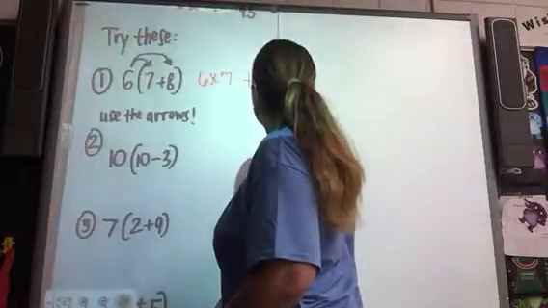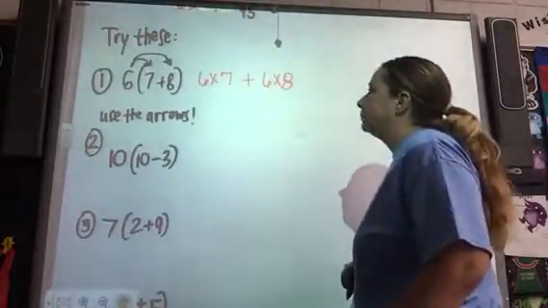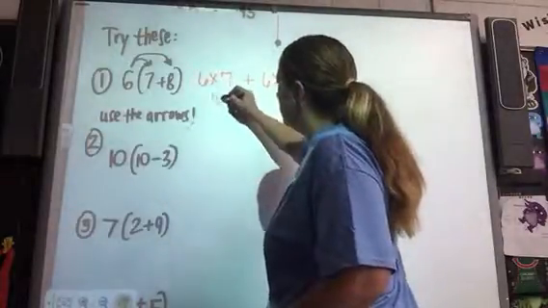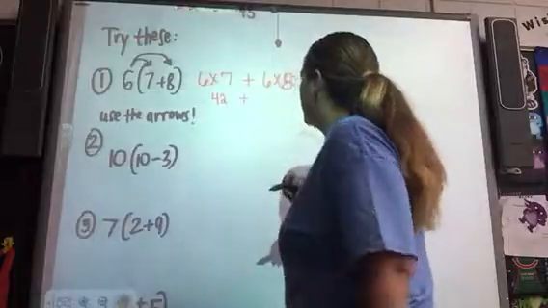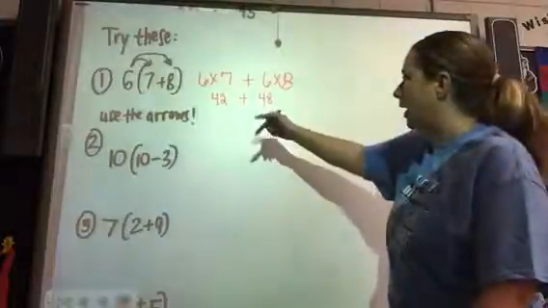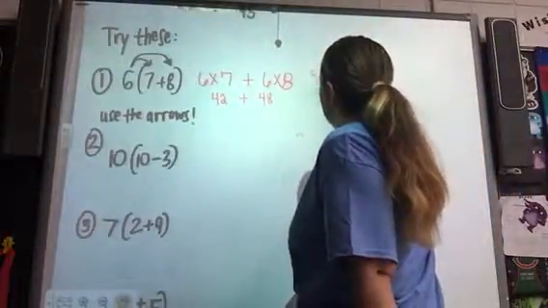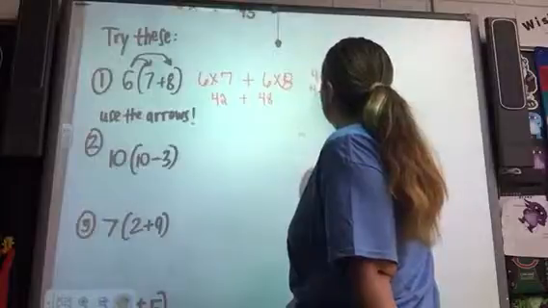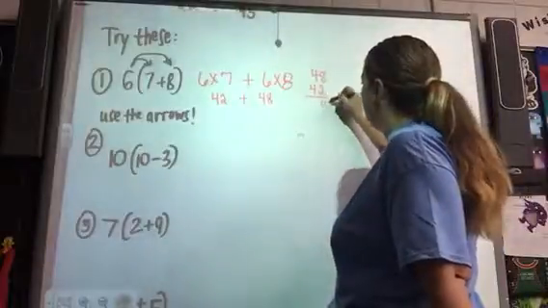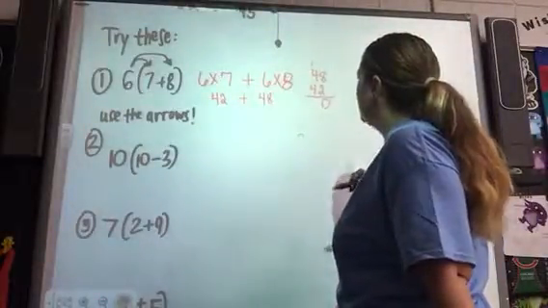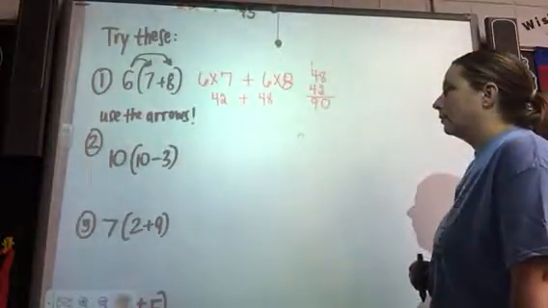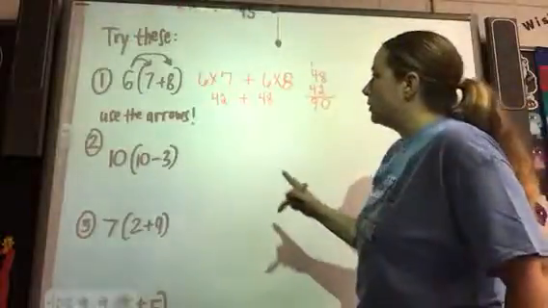Why did I just write a 4? 6 times 8. All right. Then we multiply. So 6 times 7 is 42. And 6 times 8 is 48. Now, if it's hard for you to add horizontally, you can write it vertically. Like that. And we have 8 plus 2 is 10. 4 plus 4 is 8, plus 1 is 9. All right? So, just breaking it down.